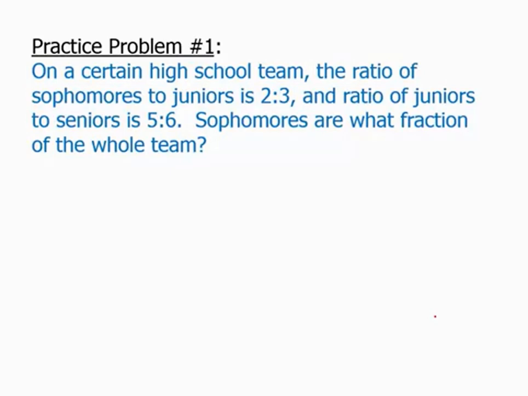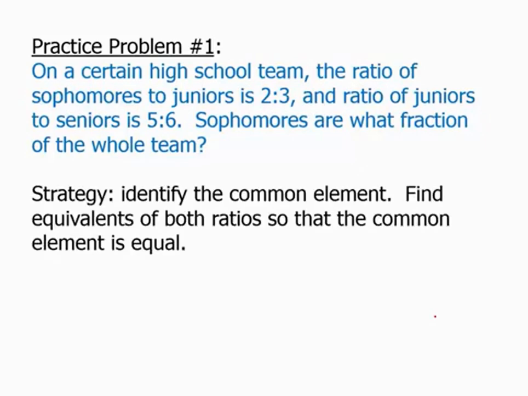Okay, so notice we're given two different ratios, and all we're being asked is fraction information. In other words, there's no concern here about total number, how many sophomores, how many juniors. We're only concerned with fractional information, and so that means we can stick entirely with ratios. So it makes sense to use the first strategy. We're just going to identify the common element and find equivalent ratios so the common element is equal.